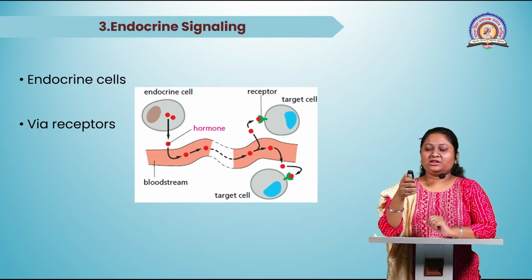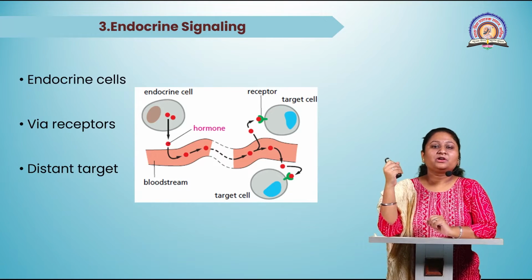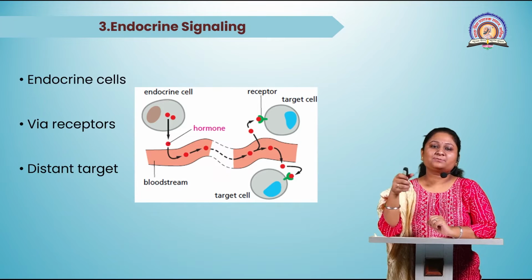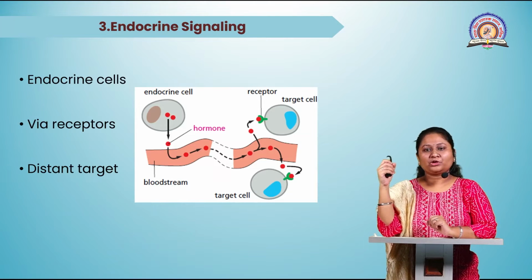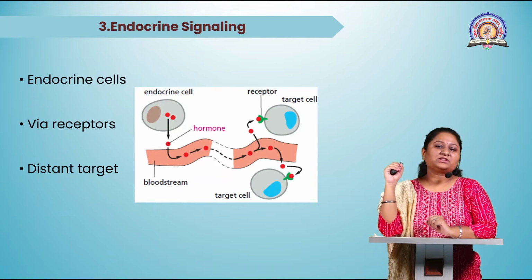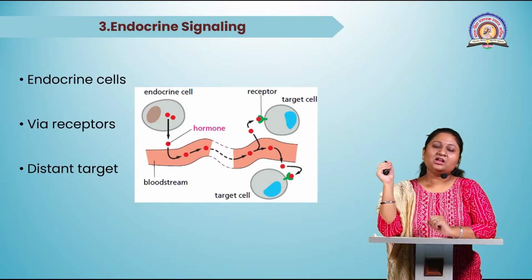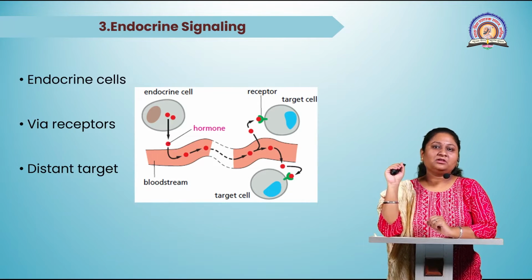This type of signaling is required where the targeted cell is present at a far distance. The signaling molecule released by the endocrine cell into the bloodstream will go and bind to the cell which is present at a distance. Again it binds to the receptor of the targeted cell. So this type of signaling is useful for distant target cells, or cells which are present away from the site where the signaling molecule is released.